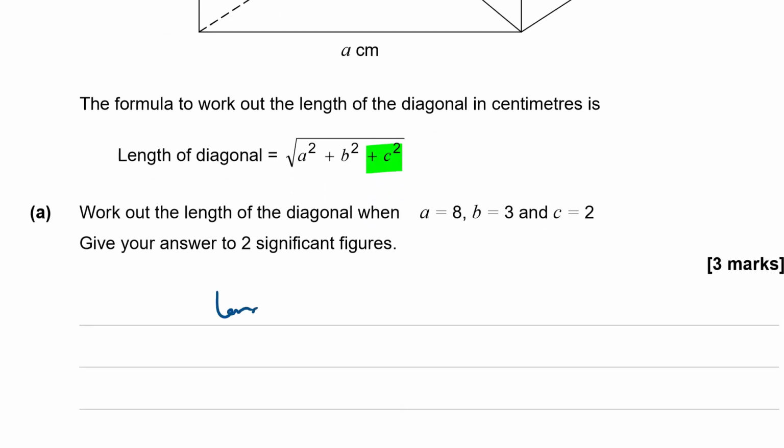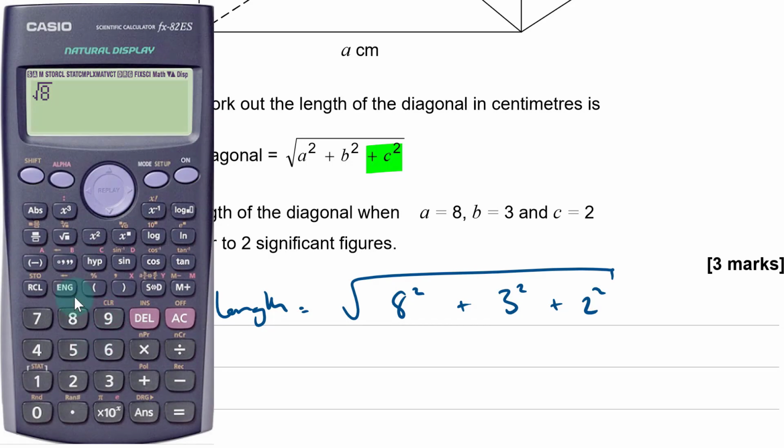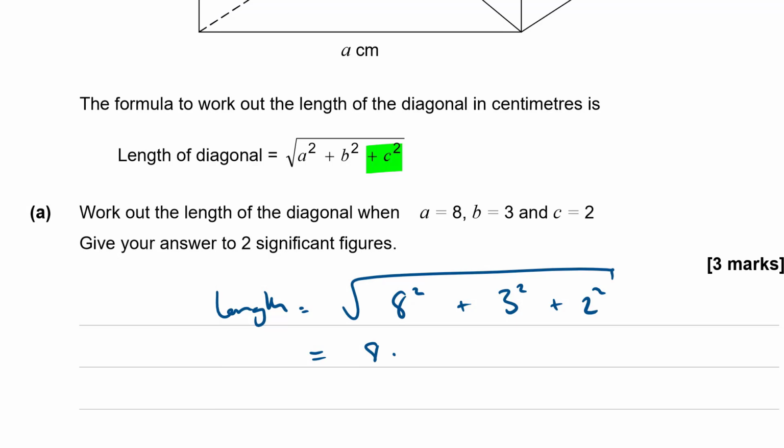So length is equal to the root of A squared, 8 squared, plus B squared, 3 squared, plus C squared, 2 squared. So job for my calculator: root 8 squared plus 3 squared plus 2 squared. That gives me 8.77. Oh, two significant figures, 8.8.